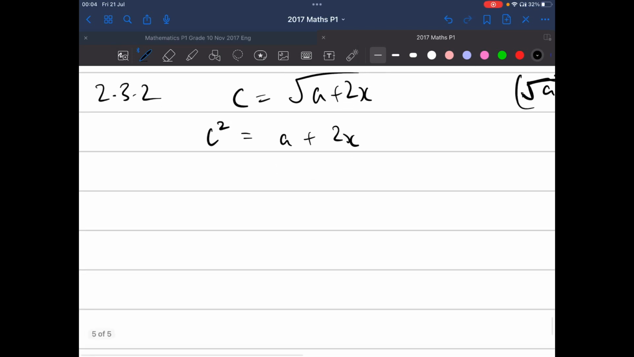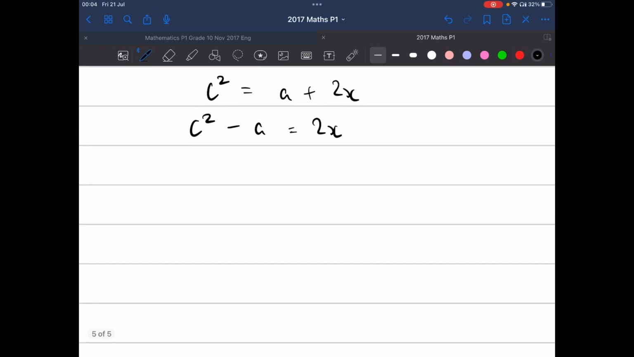Now again, we want to get x on its own, so I'll bring this to the other side. I'll have c squared minus a equals 2x. And then I'll divide both sides by 2 to get x on its own. So c squared minus a, over 2, equals x. Okay, and that's the answer.